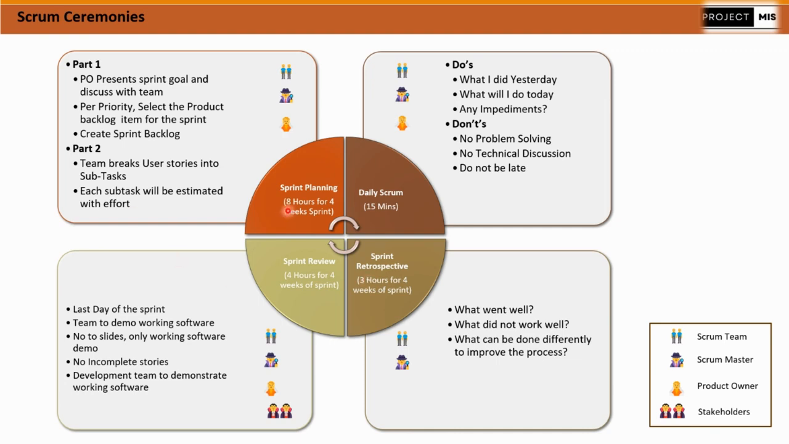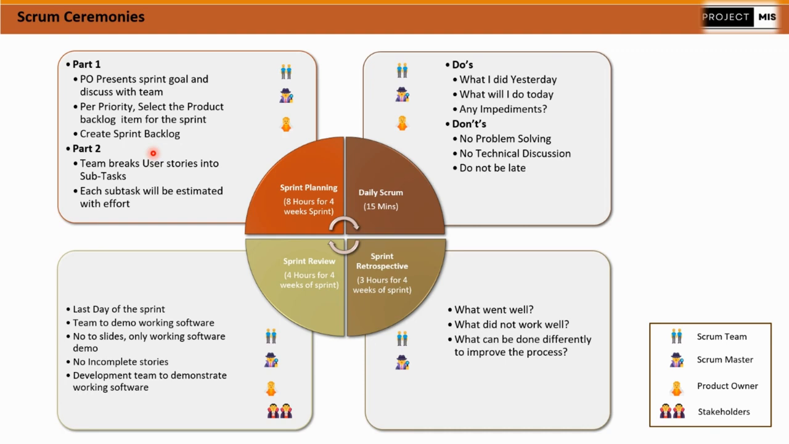So let's quickly refresh these points. Part one says the product owner has to communicate the sprint goal and talk about it with the team so the team can understand what exactly we want to deliver based on the priority and importance of the user stories which need to be delivered in the coming sprint. The product owner will choose the list of stories which can be delivered in the sprint, which will form a sprint backlog. Then in part two, the team will discuss the user story from the perspective of development, and they will break down the story into various subtasks.